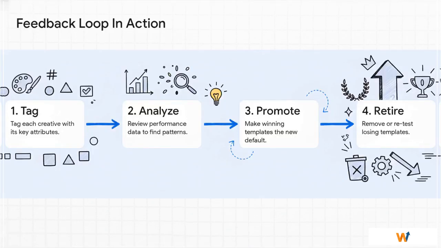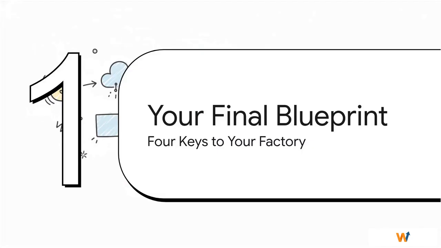And you do this with a pretty simple feedback loop. You tag every creative variation with its key attributes, you analyze the performance data to see what's actually working, and then you systematically promote the winning templates to become your new standard while retiring or retesting the ones that fall flat. It's that simple.